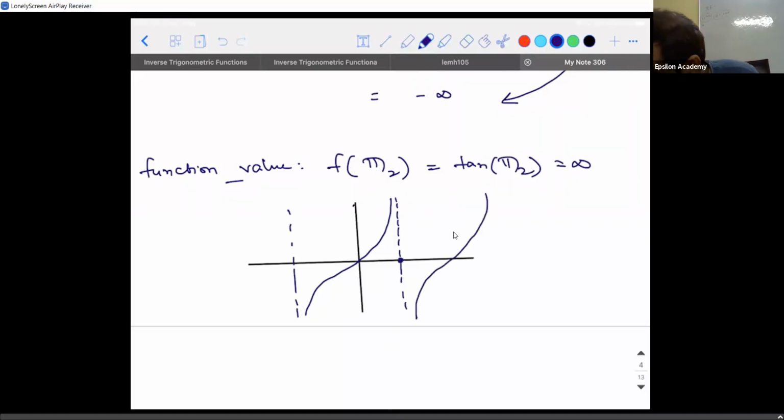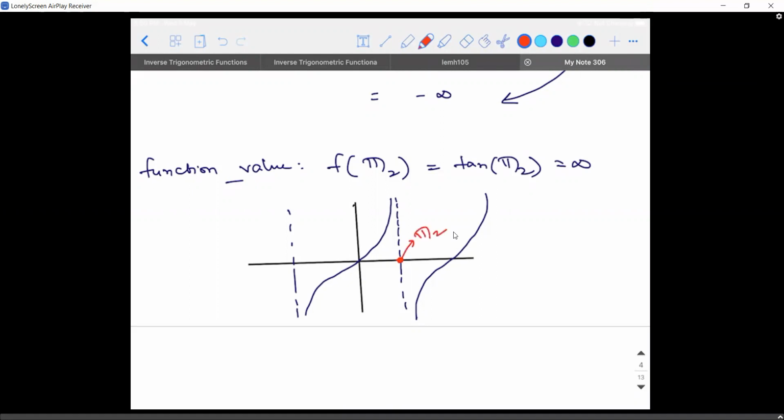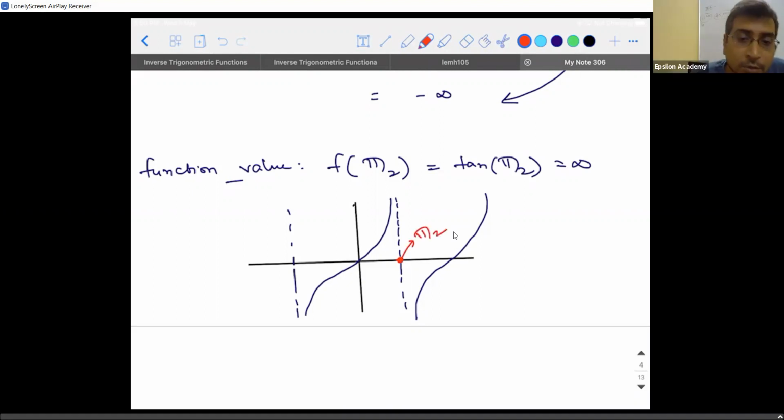Graphically, what is this point? What value of x is that? Pi by 2. This is what is pi by 2. So when you are approaching pi by 2 from the left of pi by 2, you are able to reach infinity. That is why it is left continuous.